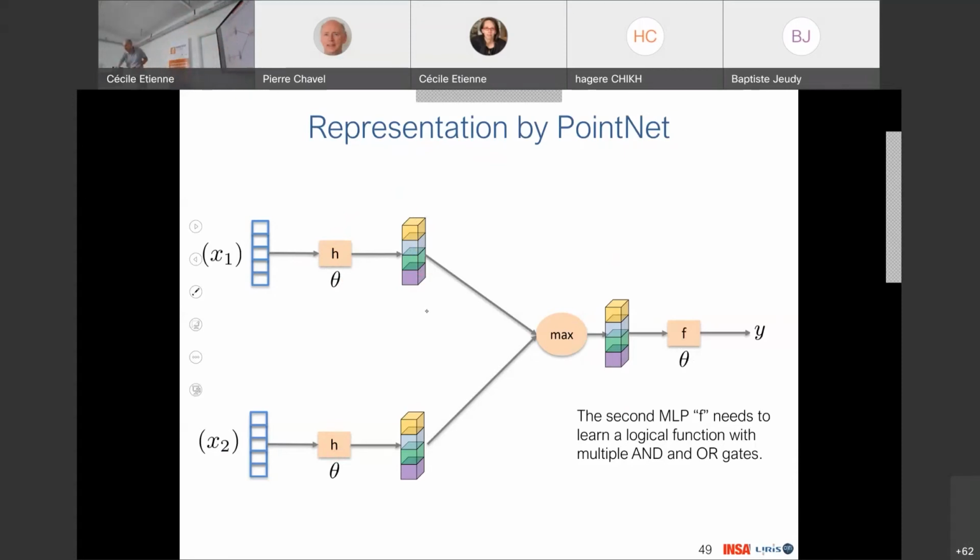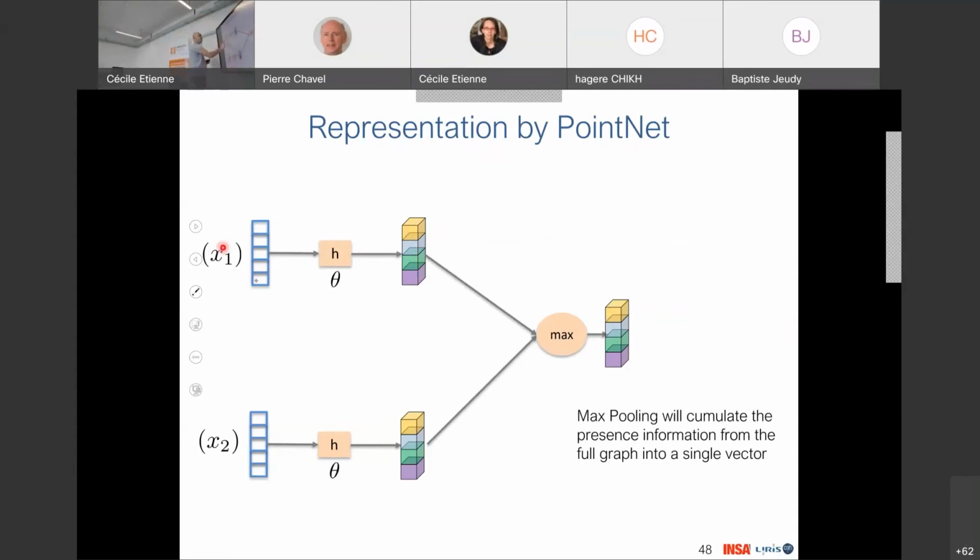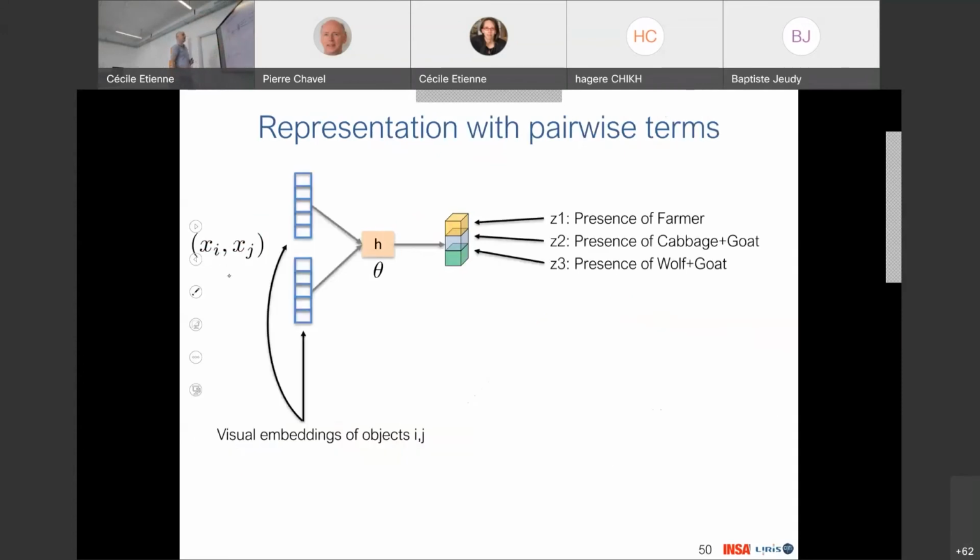Let's go back to the other model. So as you can see here, before we go back, remember we have 4 values here, right? Presence of wolf, presence of cabbage, presence of goat, presence of farmer, right? Good. Let's now go to the second model, which does not take individual items here, but takes them pairwise. So it takes all possible combinations of nodes, all xi, xj, passes them through this neural network. And here we can have these 3 values.